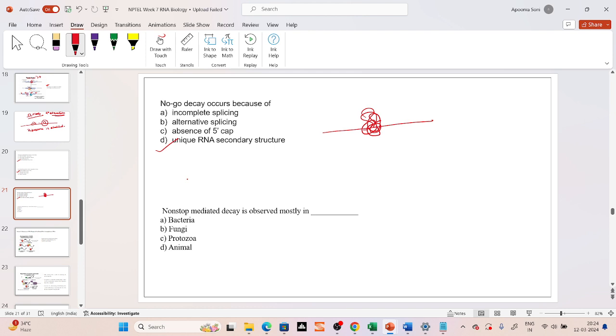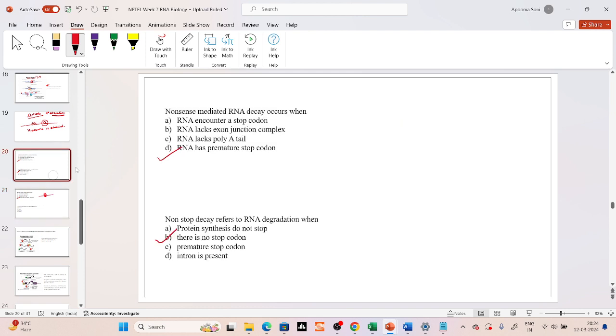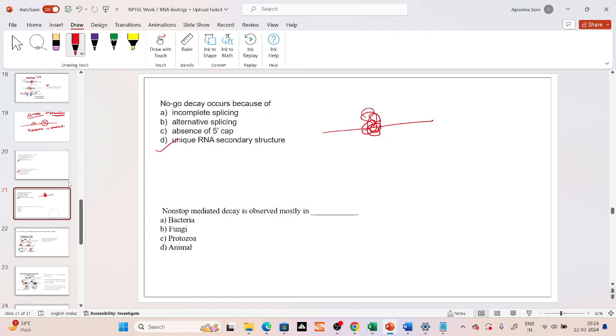So for no-go decay, nonsense refers to the condition of the RNA. Nonsense means there is a premature stop codon. Non-stop means there is no stop codon. No-go means not able to move because there is secondary structure. Then non-stop mediated decay is observed mostly in bacteria, fungi, protozoa, animal.